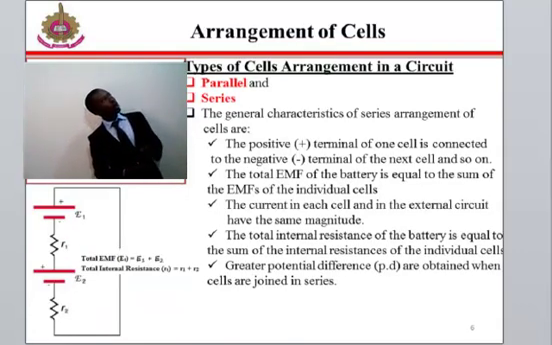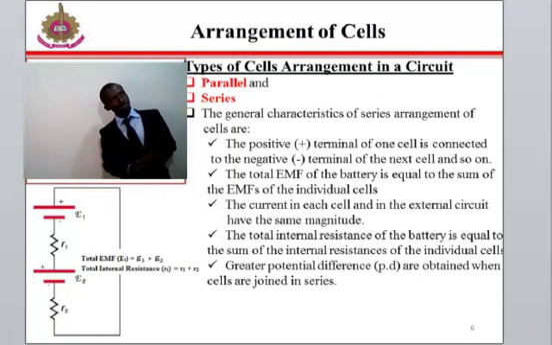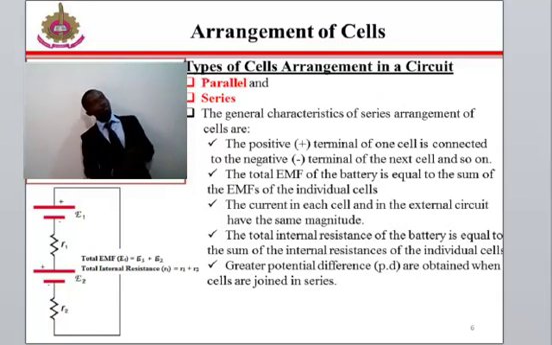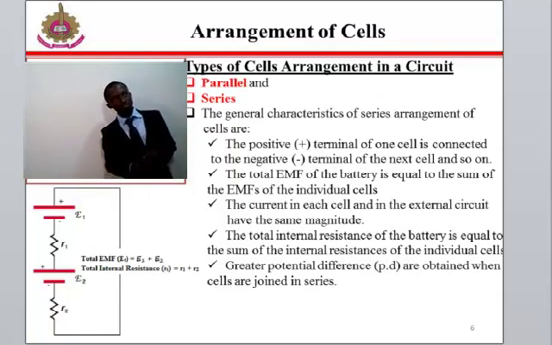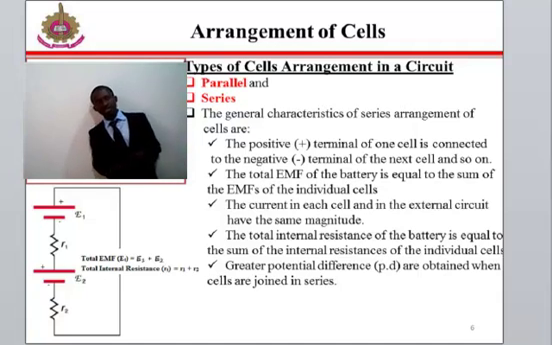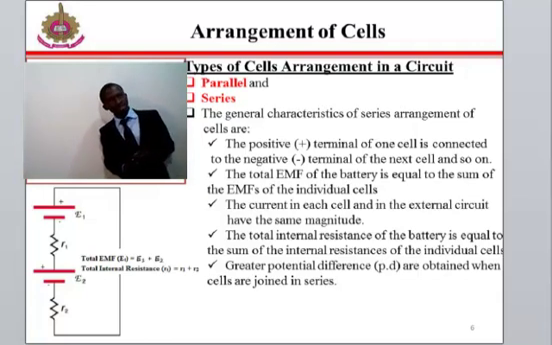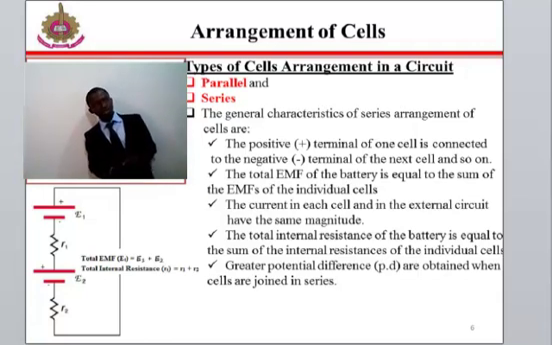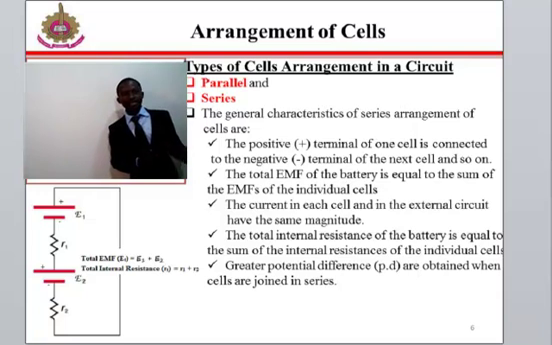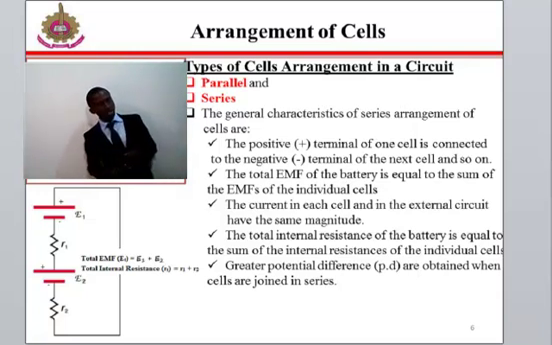Now, we talk about the arrangement of cells. Basically, there are two types of cell arrangements, which are parallel and series arrangements. The series arrangement of cells is common in flashlights, toys, and other appliances. Usually, the cells are in series in order to produce a larger total EMF.